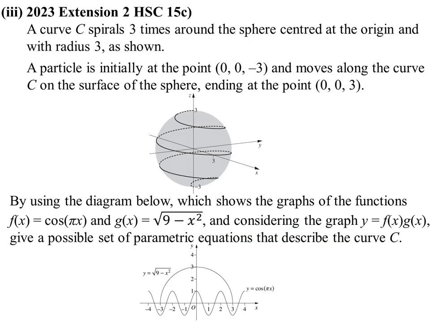Alright, now that brings me to this question from the 2023 HSC, and this really blew people's minds when it came up. So we have a sphere, but on that sphere we've got a spiral, and it's going around it 3 times. They've given us some initial conditions. They gave you a hint by using the diagram below. Whoa, what a diagram. It's got 2 different functions drawn on it. And considering the multiplication of those 2 functions, give a possible set of parametric equations for this curve.